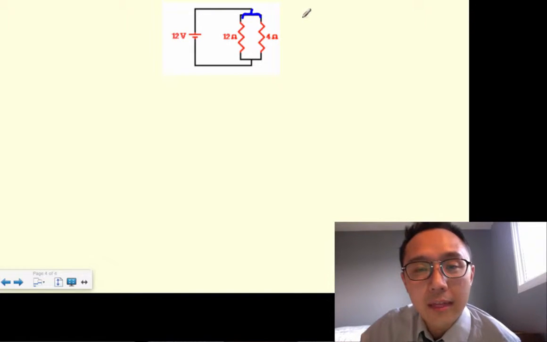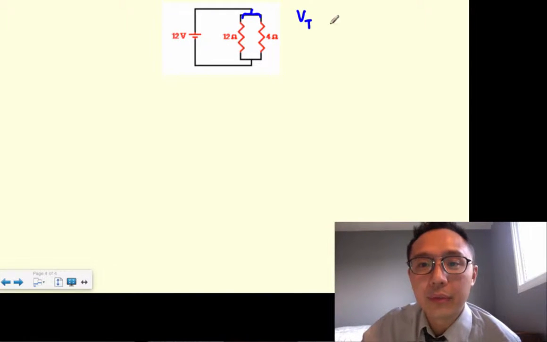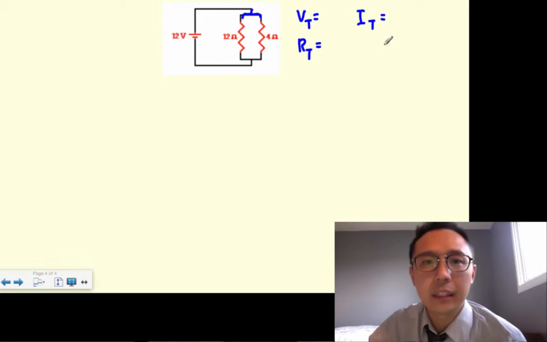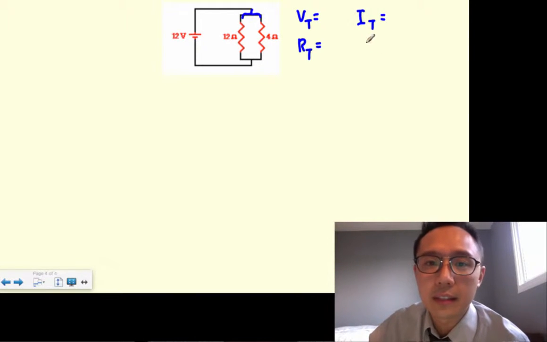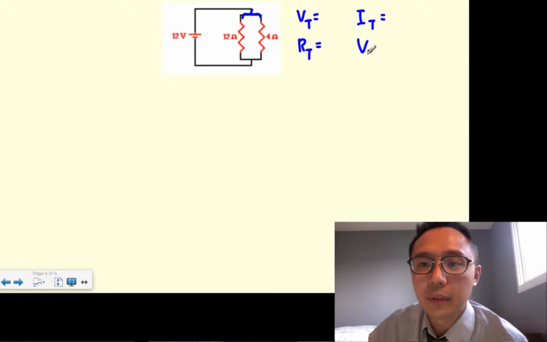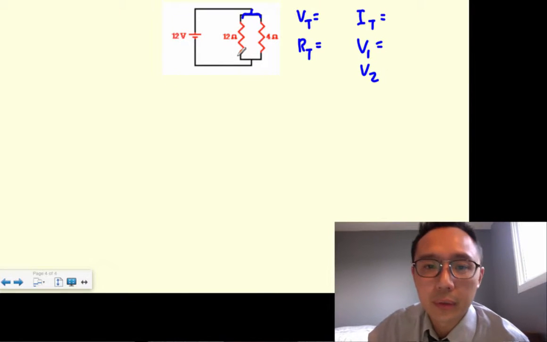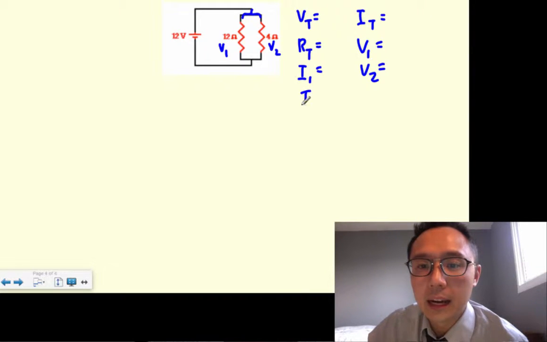So based on that, you should be able to figure out all these things. I total, resistance total. If you don't know how to calculate the resistance, look back on my previous video on resistance. We can calculate the voltage 1, voltage 2, so we'll call this V1, this is V2, and then we can also calculate the I1 and I2.